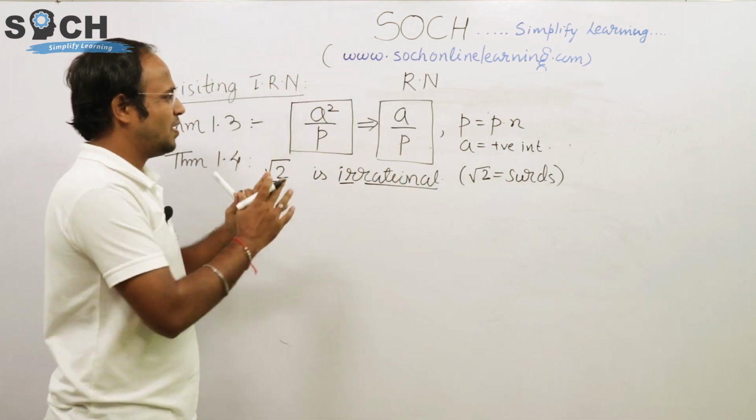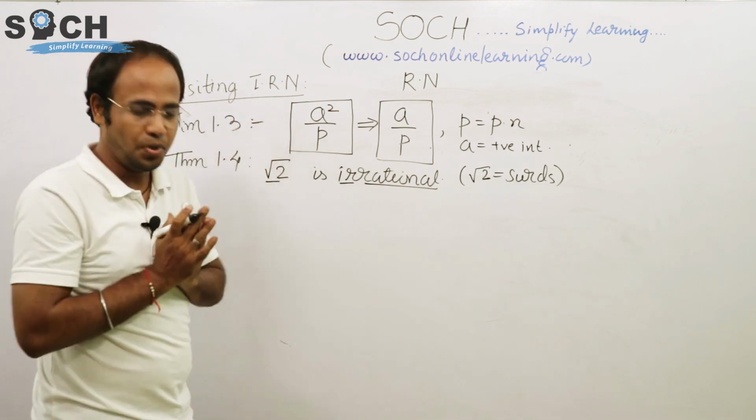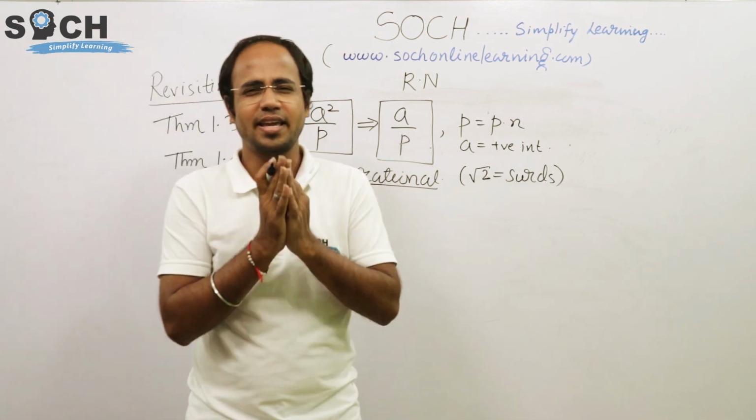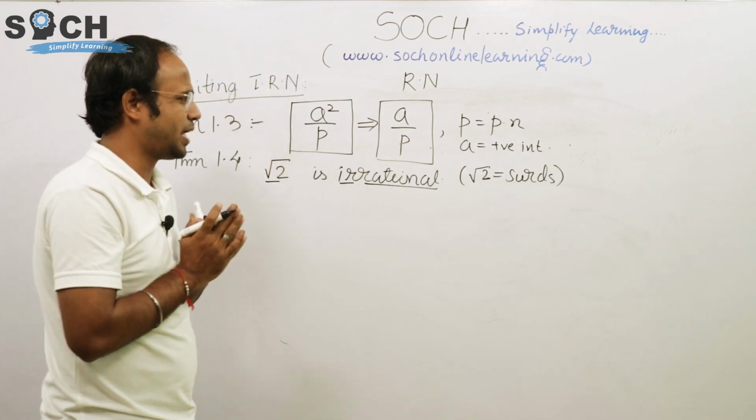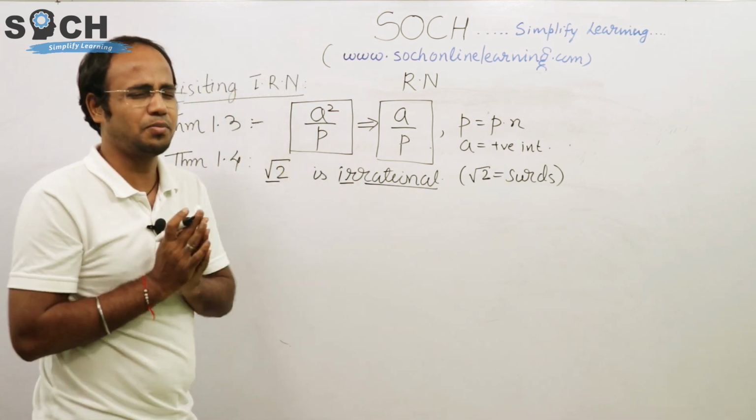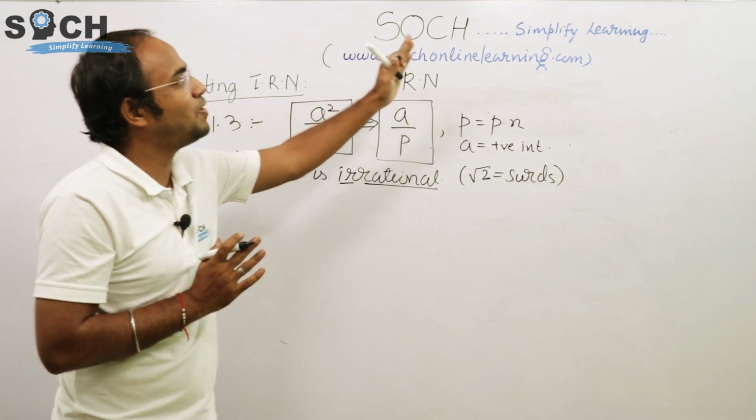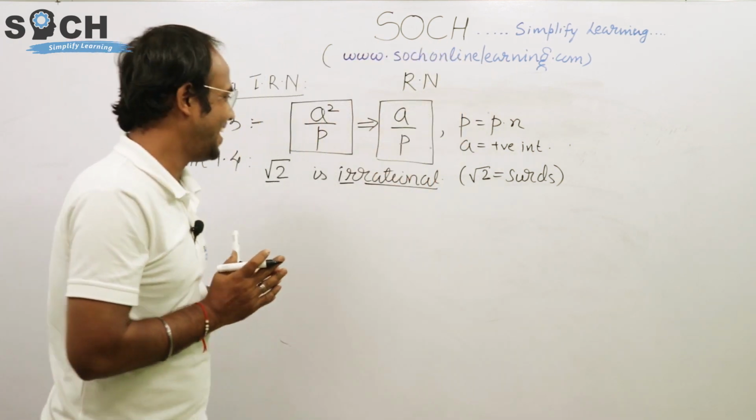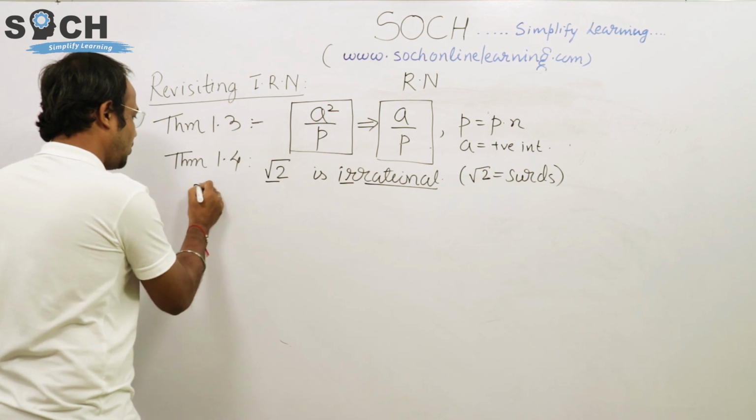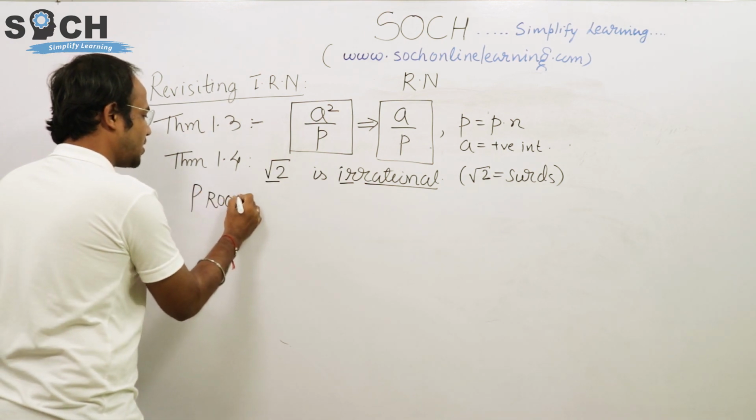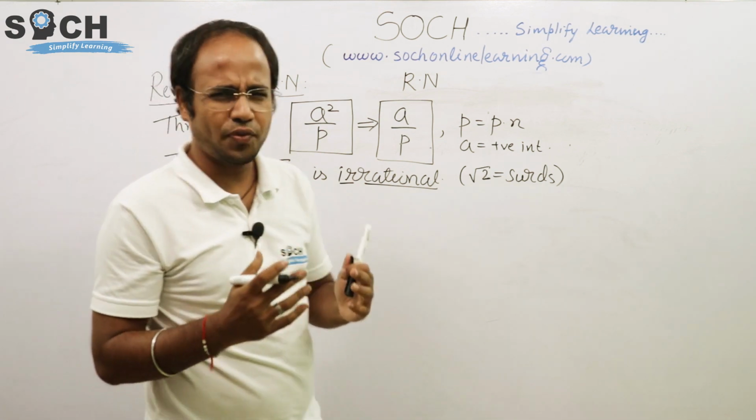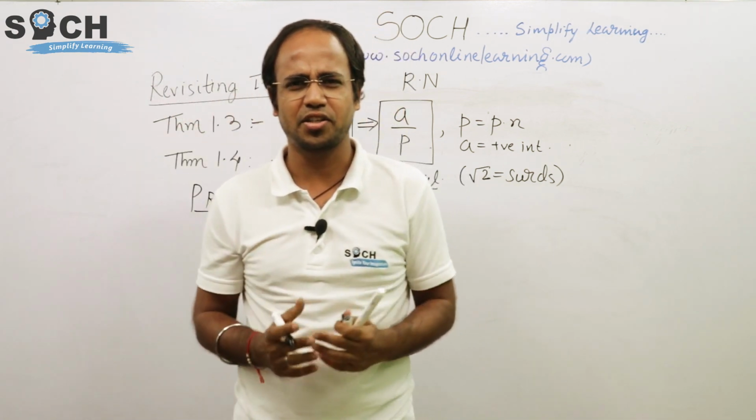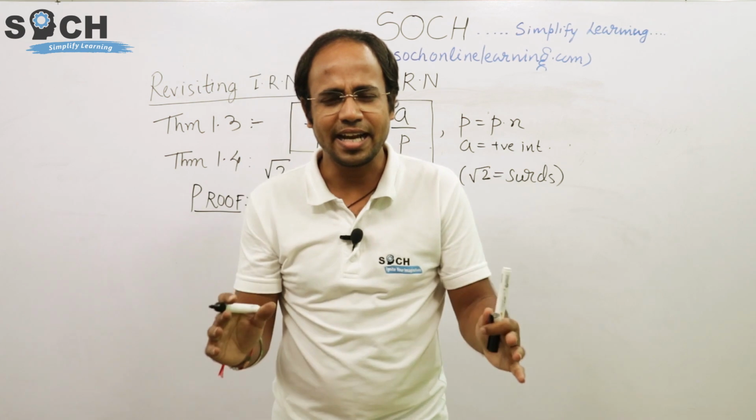This theorem is very well given in your NCERT book. But again I repeat, the theorem you have seen, it is very cumbersome to understand, but I will simplify learning for you. Right? Now, how come? Let me demonstrate the proof practically. Let me assume, this proof is known as proof of contradiction. Root 2 is not rational.